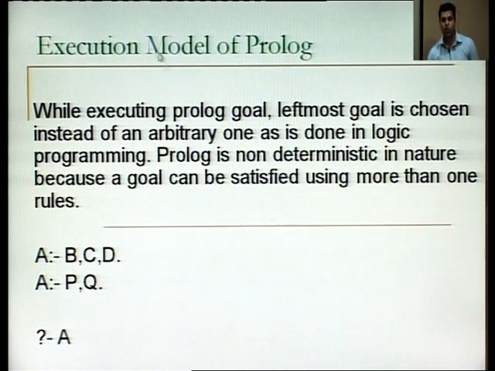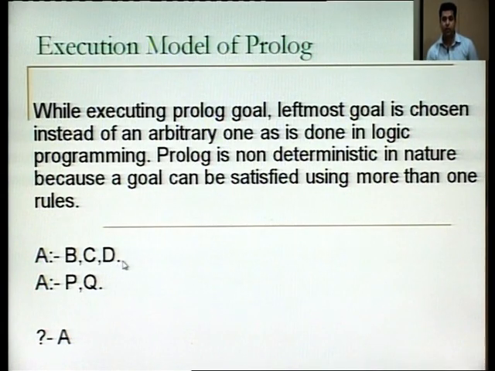Prolog is non-deterministic in nature, because a goal can be satisfied using more than one rule. For example, there is a rule whose head is A, and it is true if B, C, D are true. There is another rule having the same head A, and it is satisfied when P and Q are true. For example, you have the query A. It will match firstly with this one. To execute, it is replaced with B, C, and D. You get one answer when B, C, and D are satisfied.